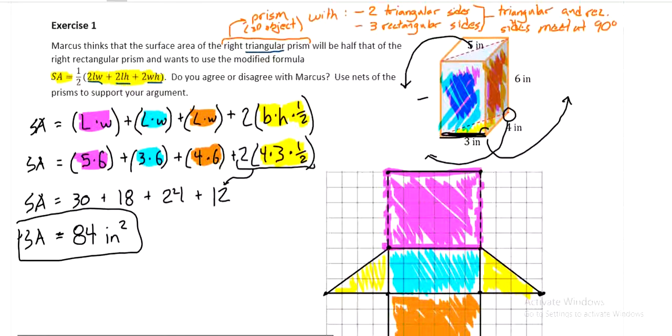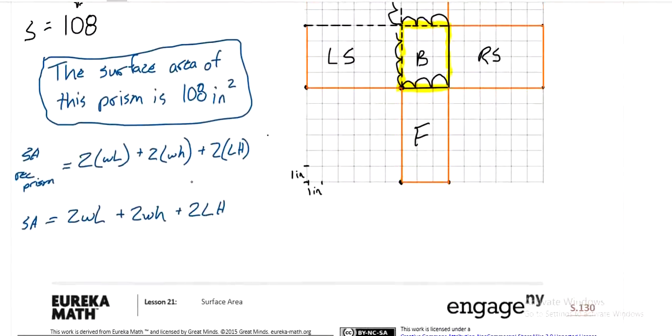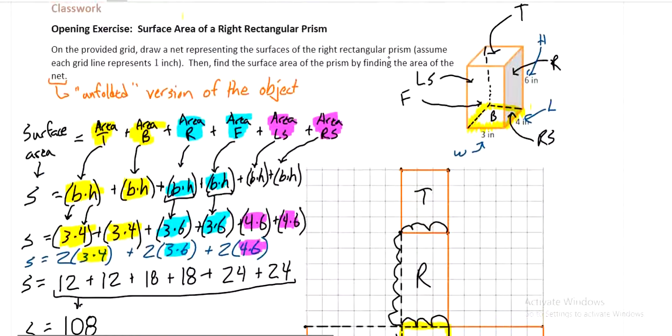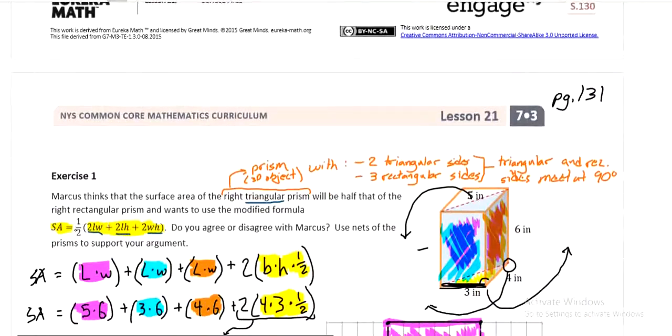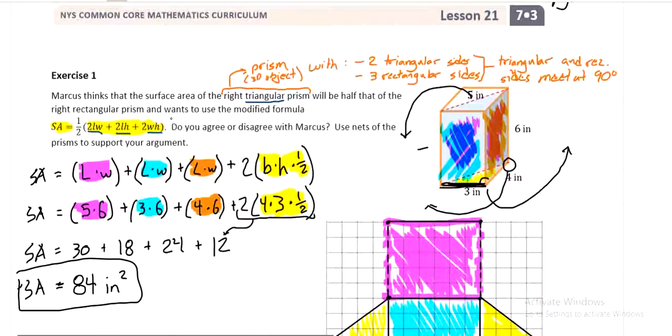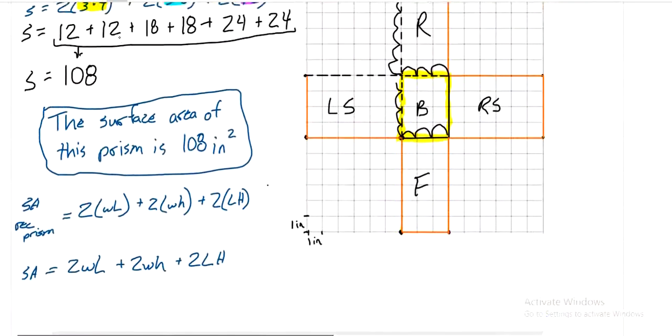Now back to the question though. Marcus is thinking that surface area can be found using this formula. This formula here, 2LW plus 2LH plus 2WH, that was the formula that could be used for a rectangular prism. We just put a 1/2, so can we multiply the formula for a rectangular prism by 1/2 and find the triangular prism? Well, I want to remind you that our rectangular prism had a surface area of 108 inches.